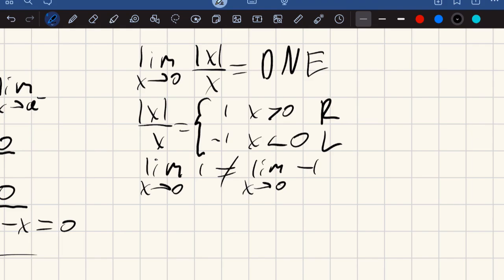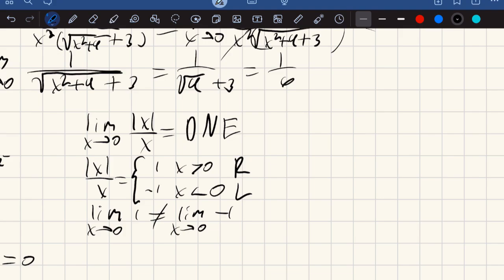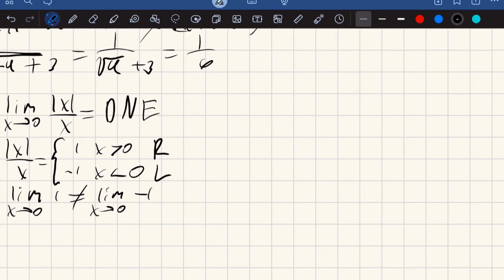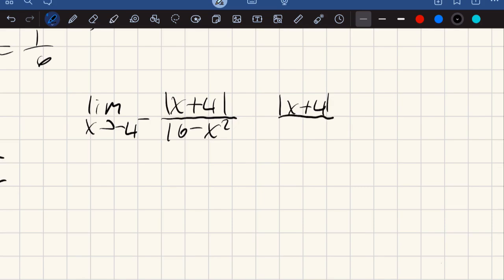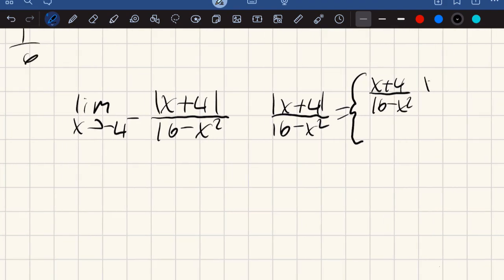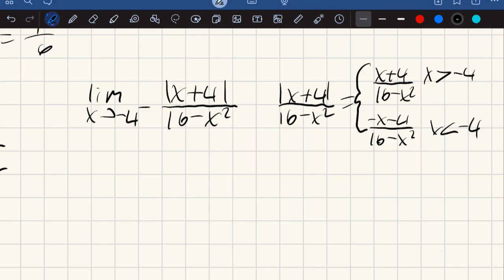Now I'm going to pull out my old chapter 1 BC test, and we're going to do one of the problems I got wrong on there, which includes the absolute value. This problem was the limit as x approaches negative 4 from the left of the absolute value of x plus 4, divided by 16 minus x squared. Again, let's write our piecewise function. This would be equal to x plus 4 divided by 16 minus x squared when x is greater than negative 4, and negative x minus 4 divided by 16 minus x squared when x is less than negative 4. So we just take the limit of both of those as x approaches negative 4.